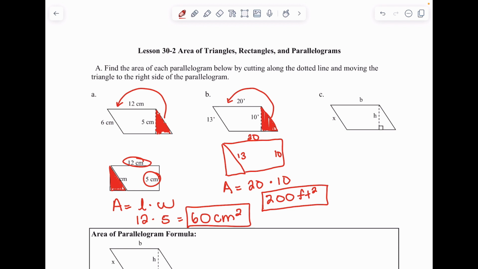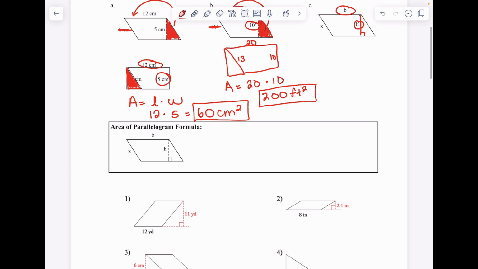So notice in each parallelogram, I used the base length of the parallelogram and the height line that went from the top and the bottom and made a right angle. I did not use the side length of the parallelogram that is slanted. That does not accurately reflect the height of the parallelogram. So in each case, I have to multiply the base and then find the height that goes from the top to the bottom and makes a right angle. So the area of a parallelogram is base times height, or length times width.